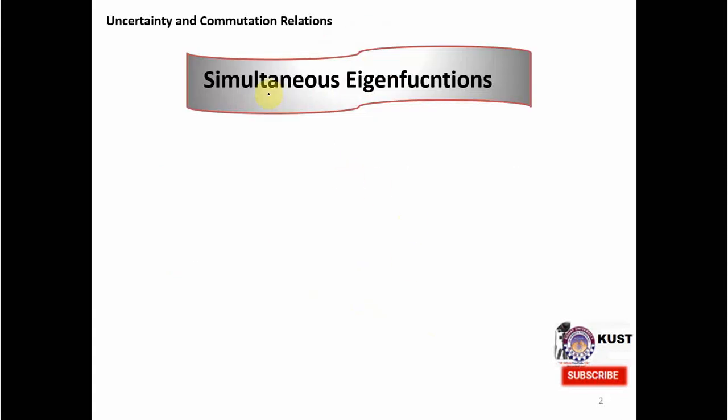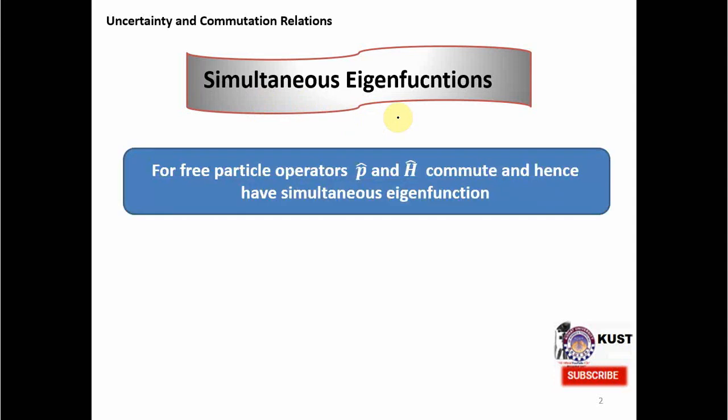So let's start with the idea of simultaneous eigenfunctions. If we have two operators A and B, and A is acting on some wave function and it is an eigenfunction of it, and let's say B is another operator which also acts on this same state function, and it is also an eigenfunction of it, we say that it is a simultaneous eigenfunction for A and B. For example, in the case of the free particle, the operators P and H. P is the momentum operator corresponding to the observable momentum, and H is the Hamiltonian operator corresponding to the energy observable. They commute, that is, they are compatible, and hence they have simultaneous eigenfunctions.